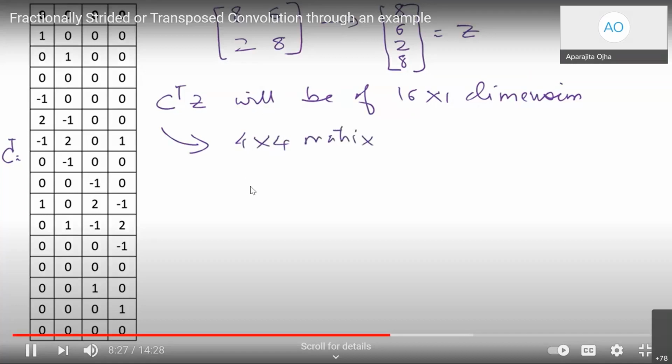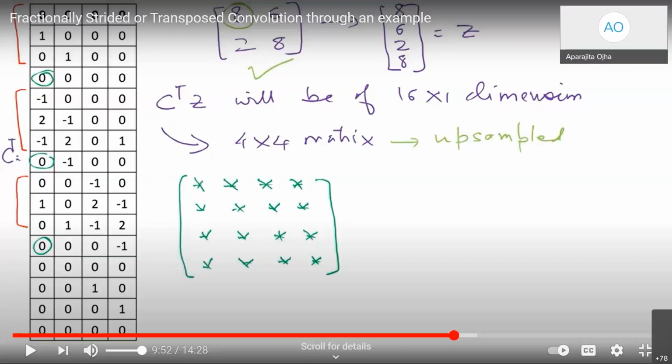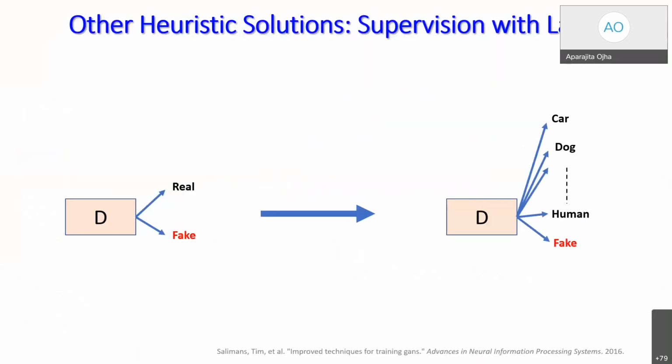So essentially, we have taken a 2x2 matrix and you have finally arrived at a 4x4 output. So that is how you do upsampling, right? This is the essential thing of upsampling. And so in the convolutional GAN, the deep convolution GAN, what I am using is what you call a transpose convolution or a fractionally strided convolution. If you remember, I told you that we use fractionally strided convolution.